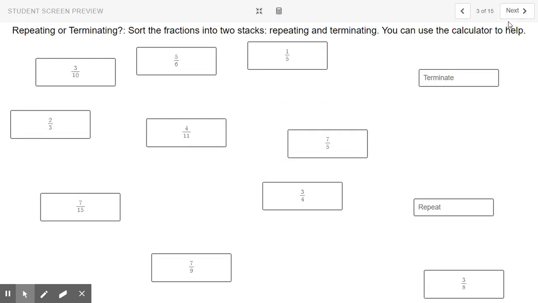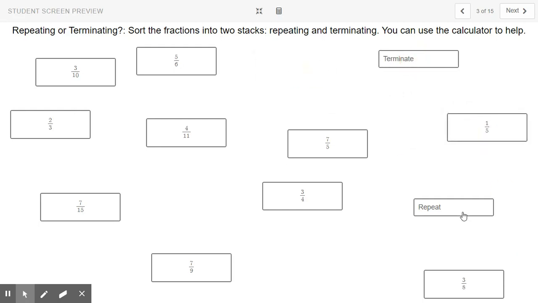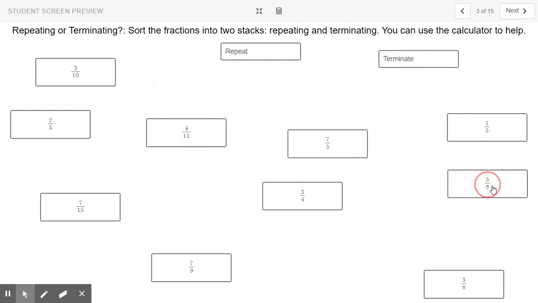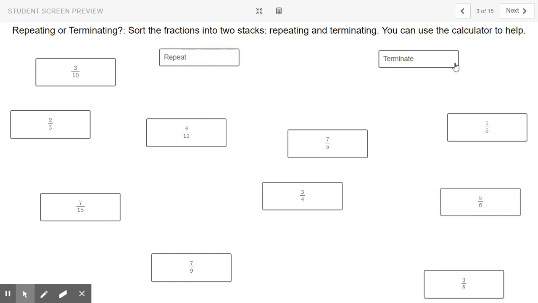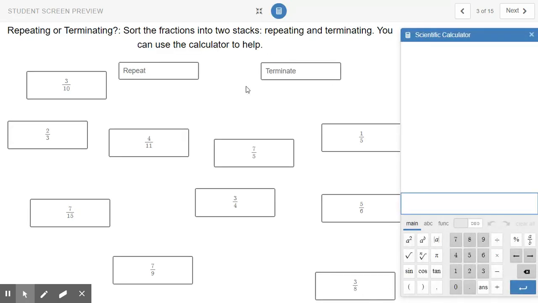All right, now your job is going to be to sort the fractions into two stacks, terminating decimals and repeating decimals. So this is where we're using our knowledge from that first page. How do we know if a decimal is repeating? Well, the very first thing you have to do is put it in a calculator. You have a calculator, so this should be easy.